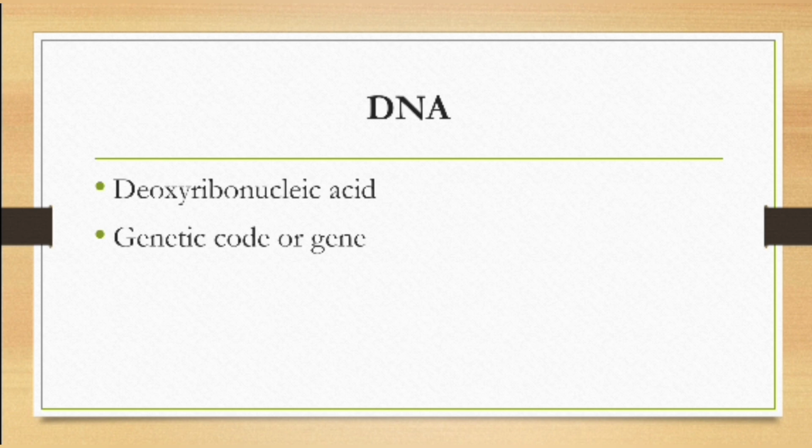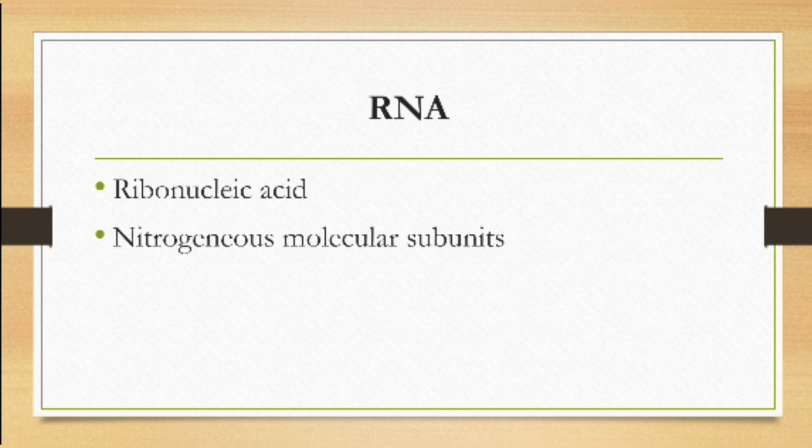Now these subunits form a DNA molecule. Let's see about RNA. RNA is a ribonucleic acid and RNA is found both in the nucleus and in the cytoplasm of cells. It is made of nitrogenous molecular subunits. It transmits genetic instructions from the nucleus to the cytoplasm. In the cytoplasm, RNA takes part in the production of certain proteins.